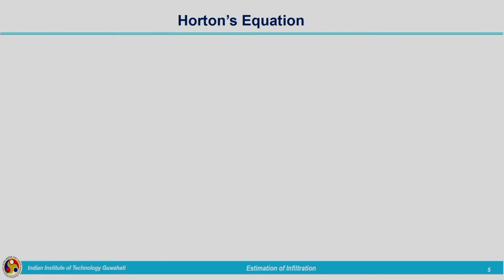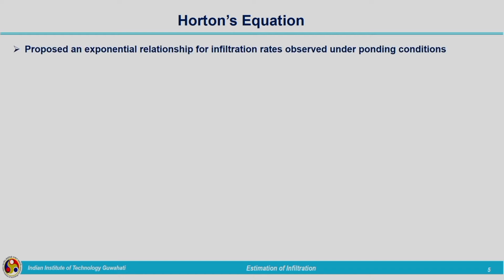Next equation is Horton's equation. This equation is also very commonly used for finding the infiltration rate and cumulative infiltration, but we should be aware of the parameters corresponding to Horton's equation. So, let us see how this equation looks.